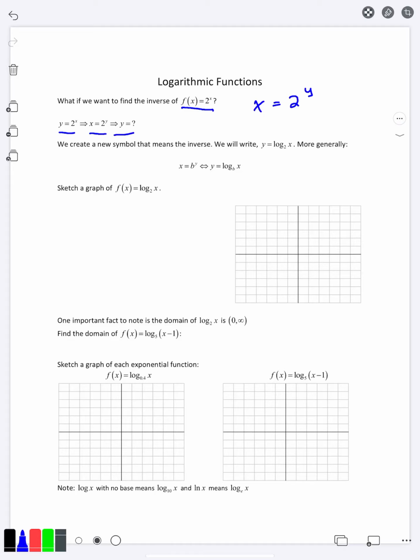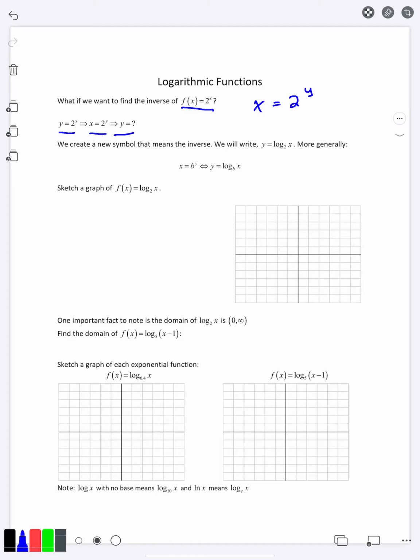Well, it turns out people studied this problem, and they discovered that there are no algebra steps that you can use that will let you get the y by itself. You can't add to both sides, you can't subtract, you can't multiply, you can't divide, you can't square root, you cannot cube root, you cannot square, none of those things are going to get y by itself. So they had to create a new symbol to reverse this process.